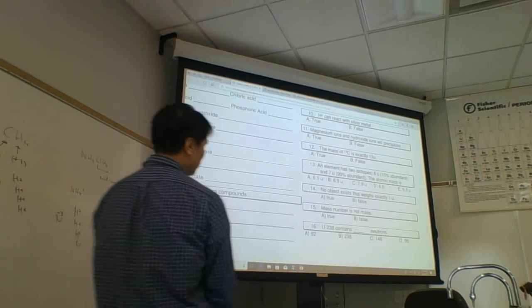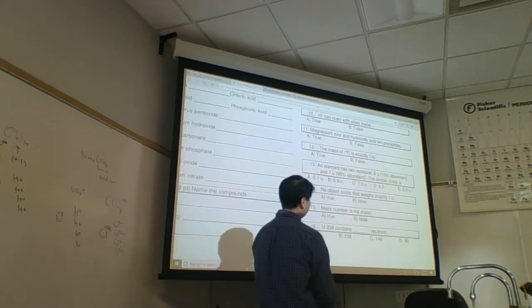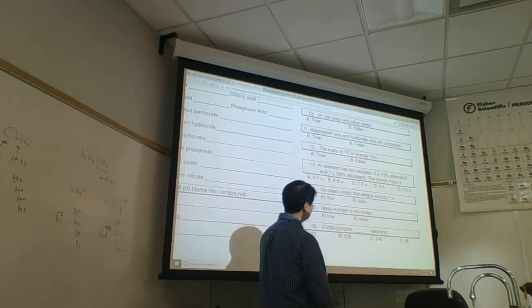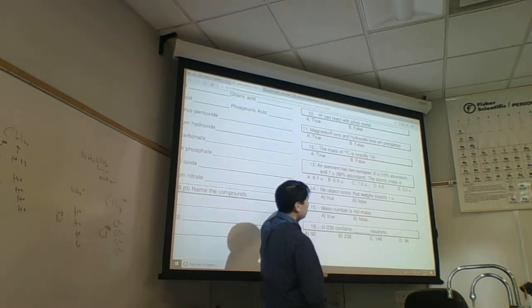You can look it up. It's in the book also, the equation. You can just plug it into the equation. Just plugging it into the equation takes a little bit more time. Are we okay with 13 then?